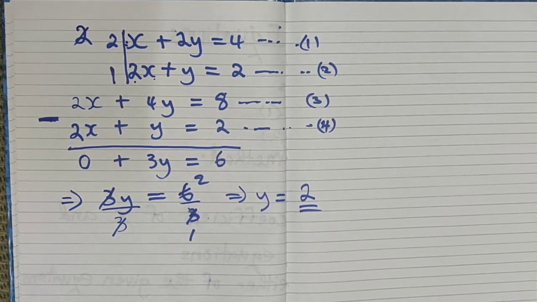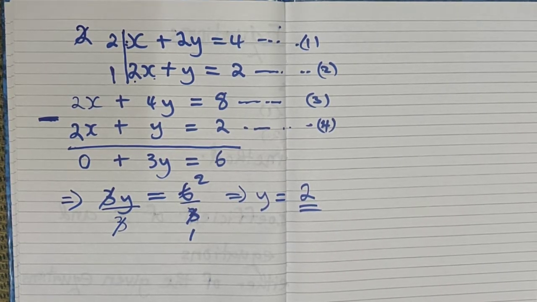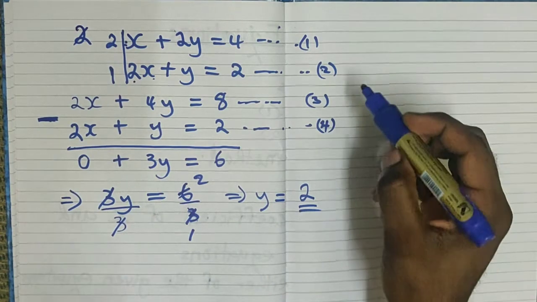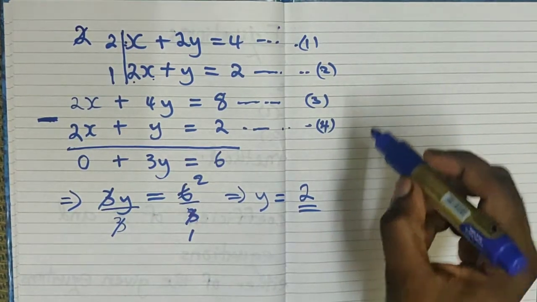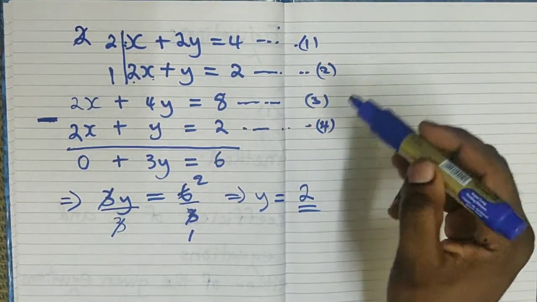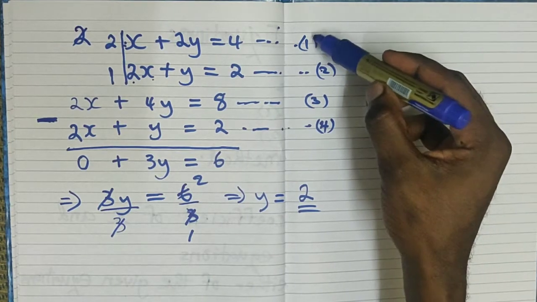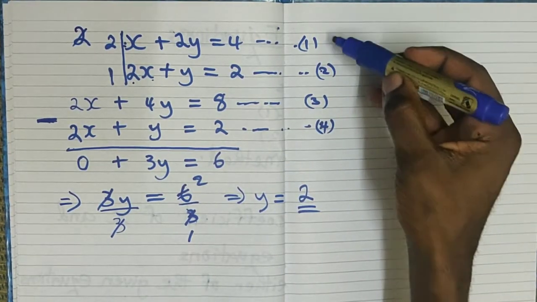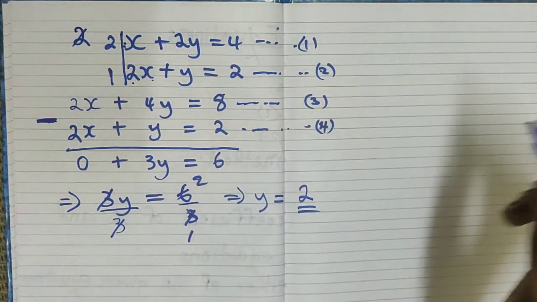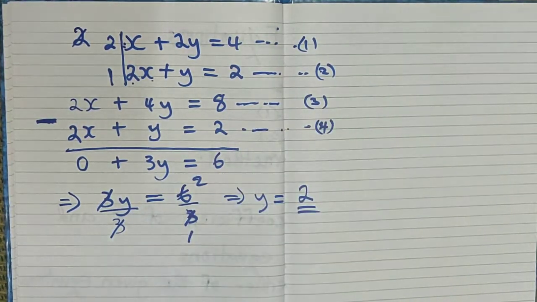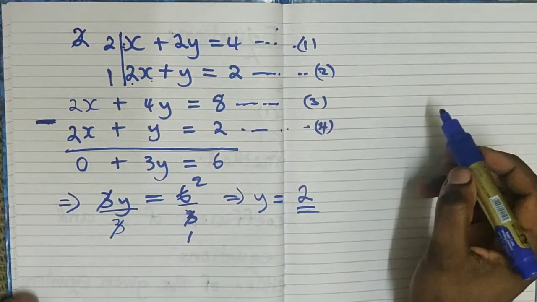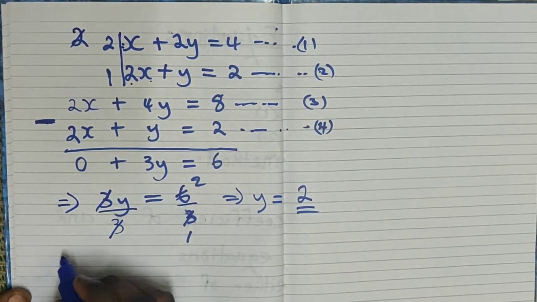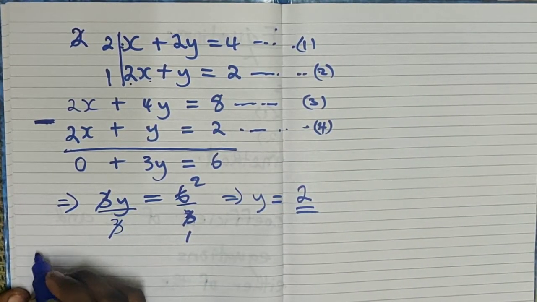We substitute y in either of the given equations and solve for x. Now this is our y. Substituting y in either of the given equations. This is our given equation here, equation 1 and 2. So it's either we substitute in equation 2 or in equation 1. So let's use equation 2.